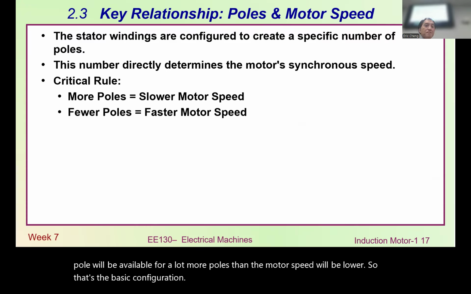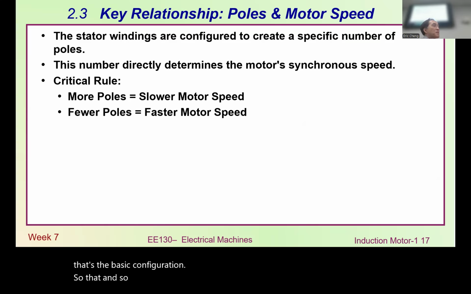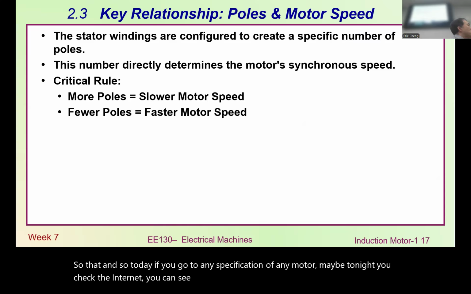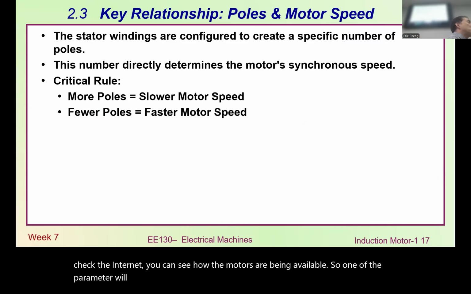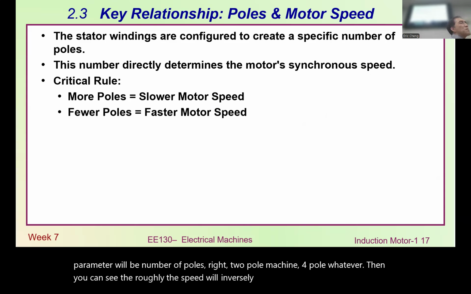So today, if you go to any specification of any motor, maybe tonight you check the internet, you can see how the motors are available. One of the parameters will be the number of poles, right? 2-pole machine, 4-pole, whatever. Then you can see roughly the speed will be inversely proportional to the number of poles. So that's how it looks.